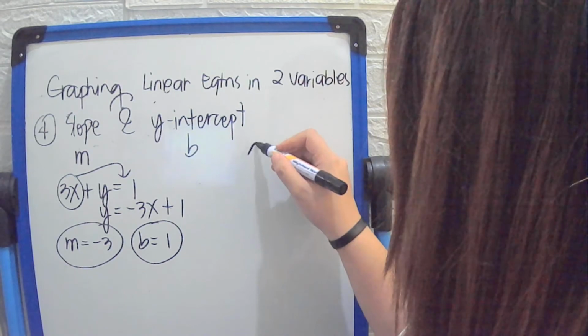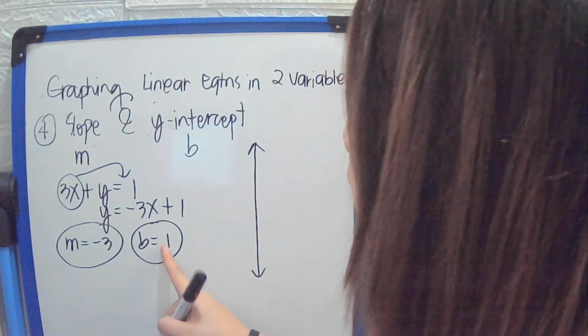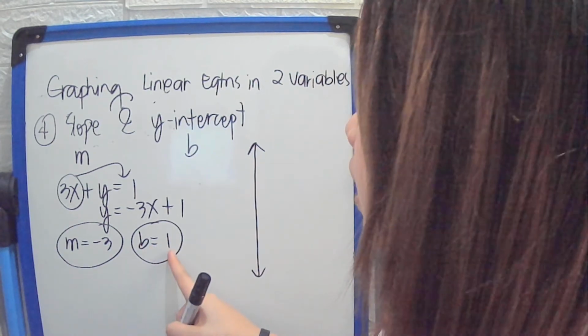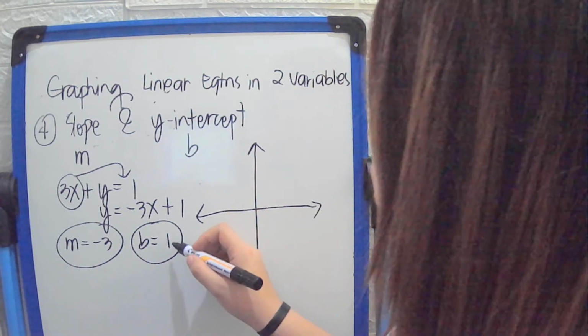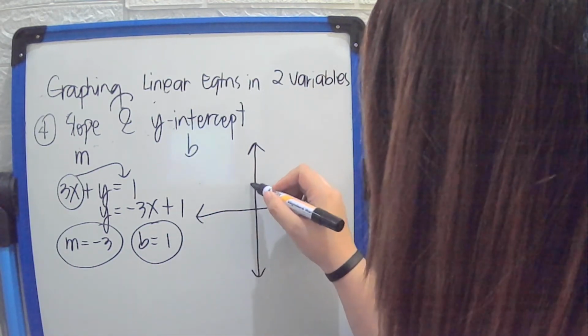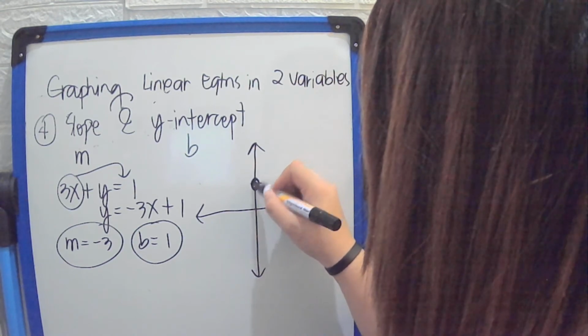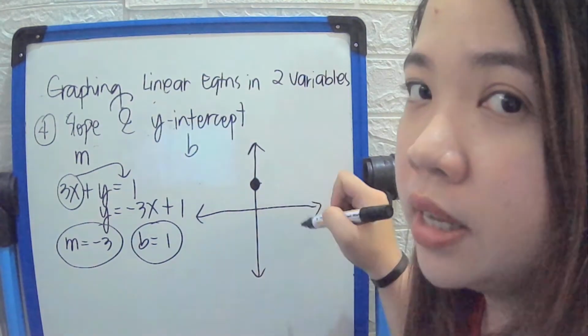Now, you will plot the points. This given will signify on what value in the y-axis your first point will be located. So this is positive 1, so that will be here. So this will be your first point. It means that the line will pass through at this point.